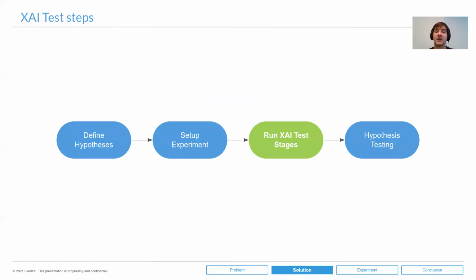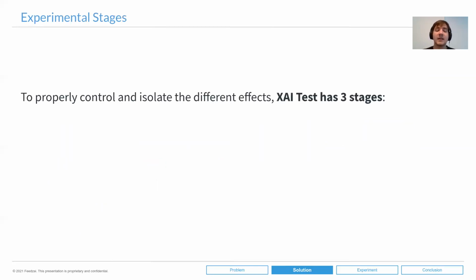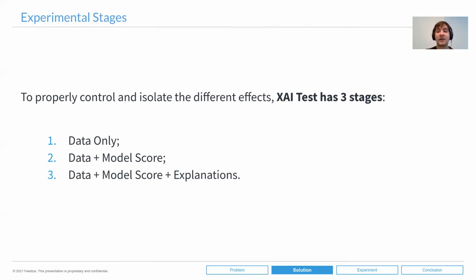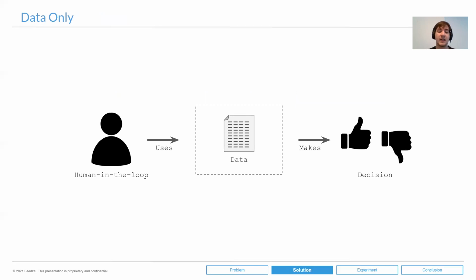Then we run the experiment itself, and to run this experiment, we argue that we have to divide it into at least three stages. The first one is only the information about the data. This can be feature data or some more information that we have relative to the instances that the human in the loop is observing. Then we have information about the model score, and then we have the explanations. So it's in an incremental way.